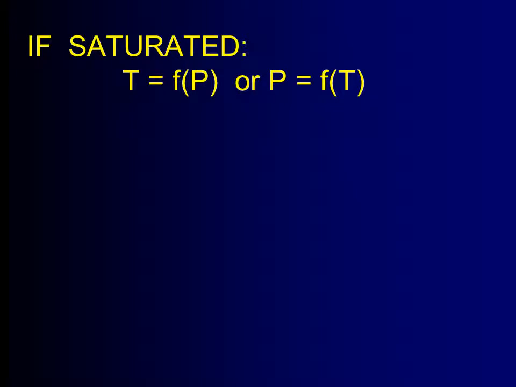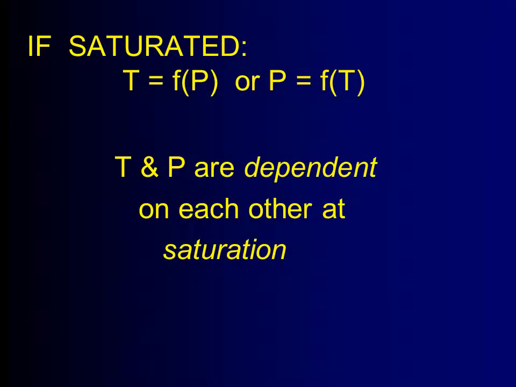Now, one thing we want to keep in mind is that if we are in a saturated state, then the temperature is a function of pressure, or the pressure is a function of temperature. In your saturated tables, for any given temperature, you can find a saturation pressure. And for any given pressure, you can find a saturation temperature. That's as long as you're below the critical point, but we'll get to that later. So we call these dependent properties. T and P are dependent on each other at saturation, so if I know T and P and it happens to be the saturation temperature for a given pressure, then that really only counts as one property when you're trying to find other properties.